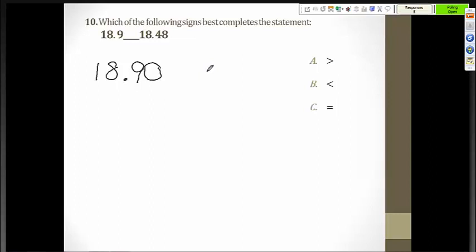A 0, yeah. Okay, and now if you take a look at that in terms of the other one, which would you rather have, the 1890 or 1848? And that's always a quick way of doing it. Whichever one would be bigger is the one that you would want. And that would mean that A is going to be our correct answer.